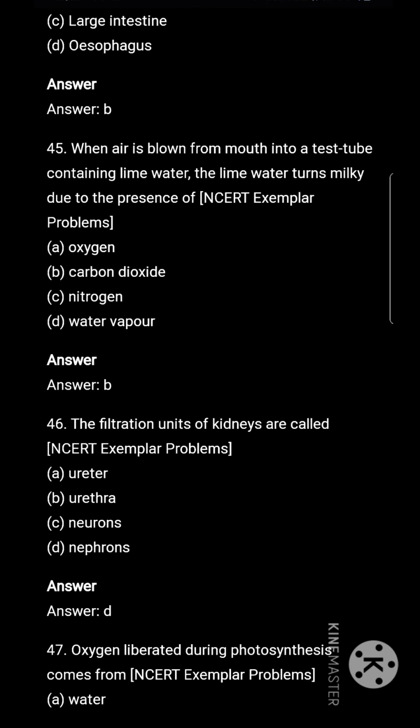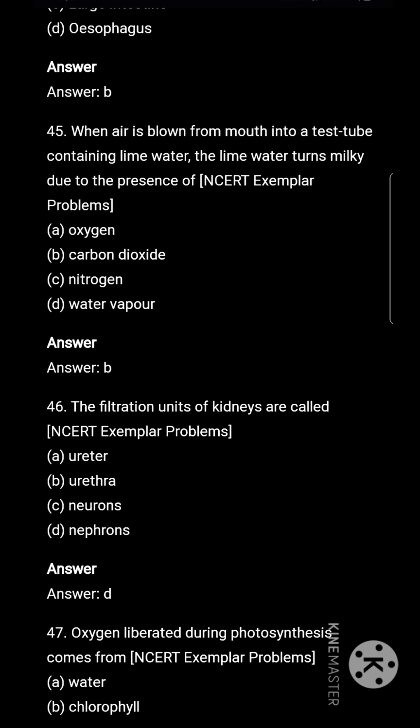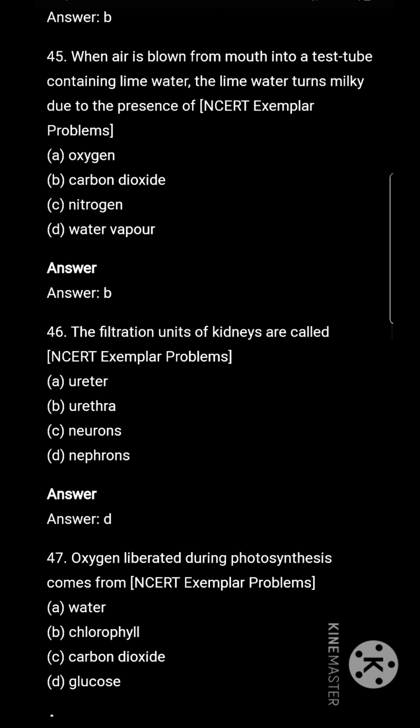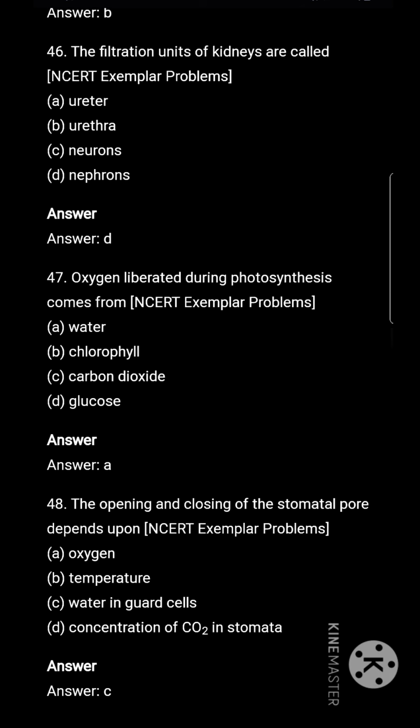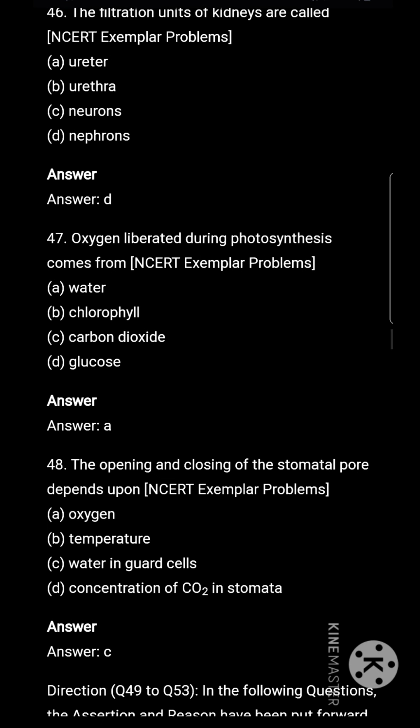When air is blown from the mouth into a test tube containing lime water, the lime water turns milky due to the presence of carbon dioxide. The filtration units of kidneys are called nephrons. They are the structural and functional units of kidneys.